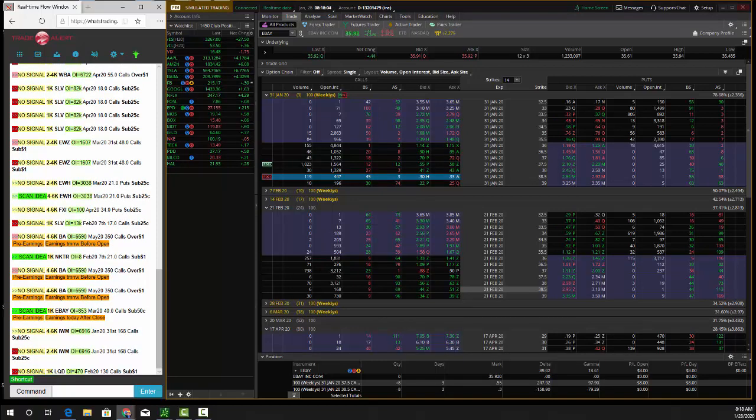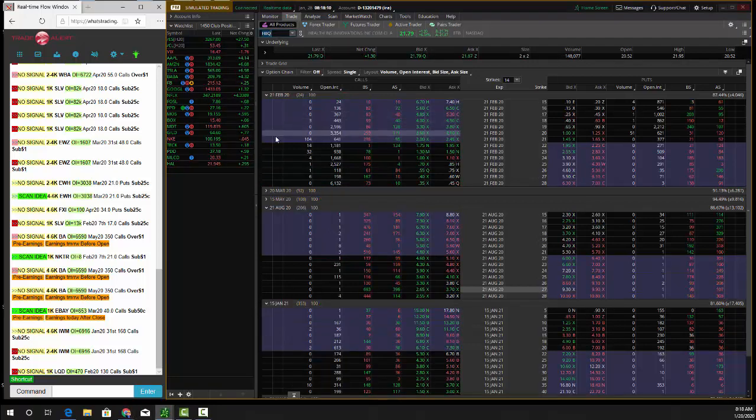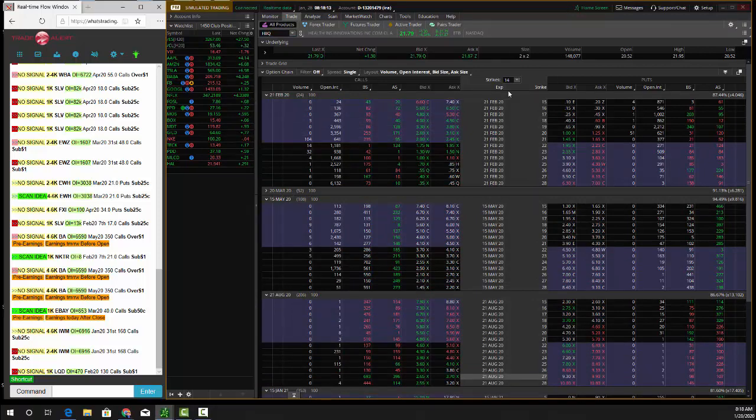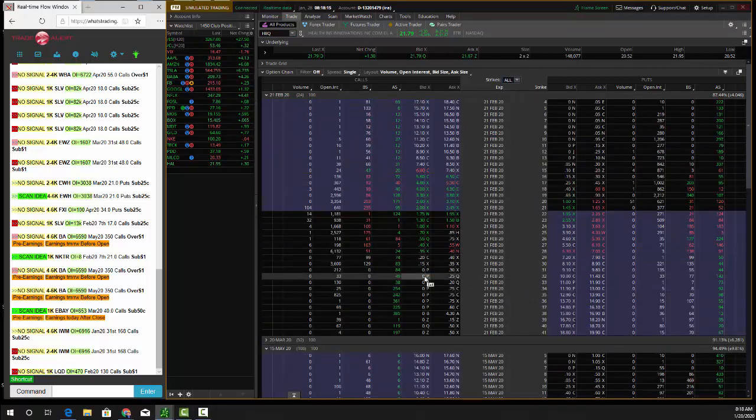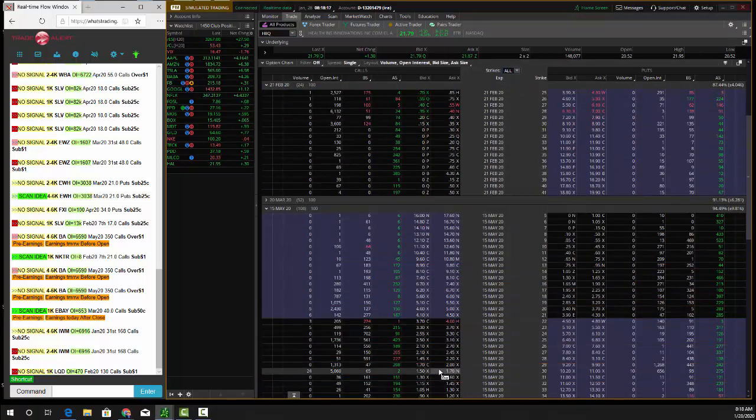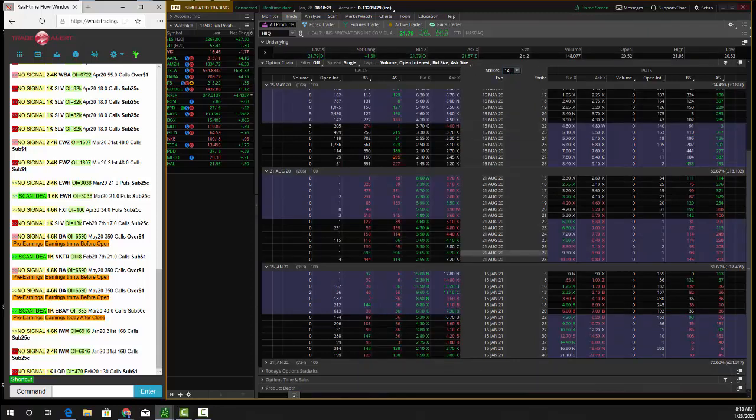Last three trades have all been winners now. Great trade in MMP. Melco going up.